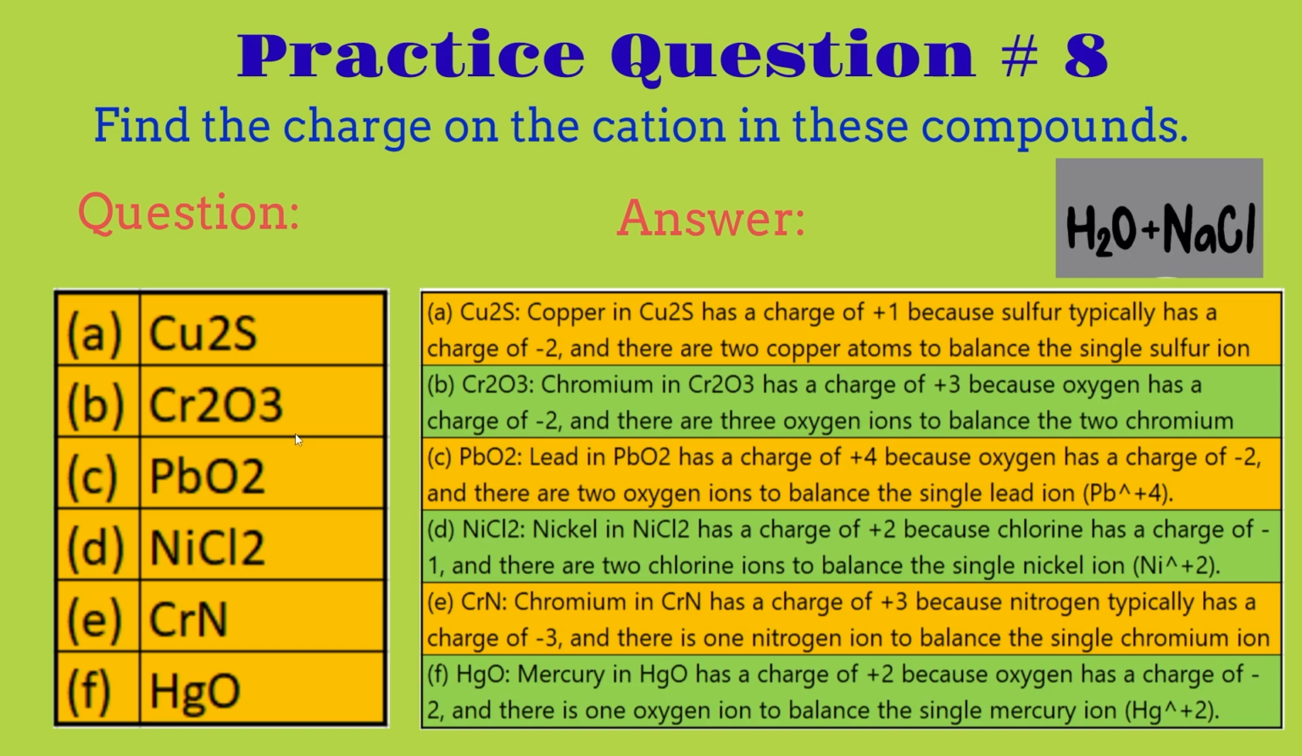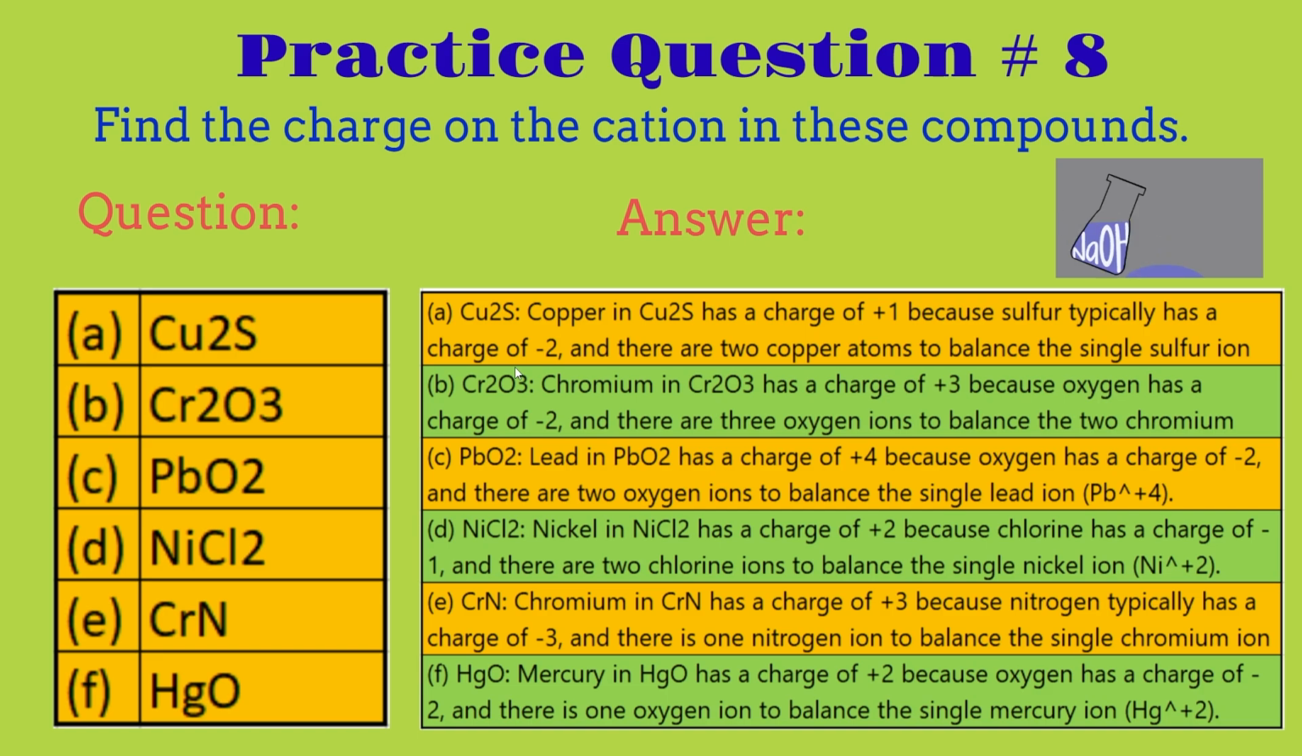So in chromium, since we have 2 chromiums, we need to make up -6 and balance it out with +6. That means one chromium atom will have +3, and if we have 2 of them, then it's going to make +6, and then it'll balance it out. If we look at the answer here, chromium in Cr2O3 has a charge of +3 because oxygen has a charge of -2. And then we're going to get -6 for oxygen and +6 for chromium. So this is practice question number 8.